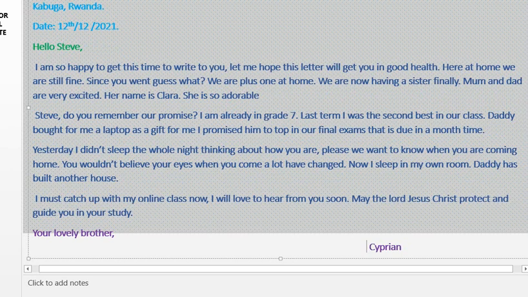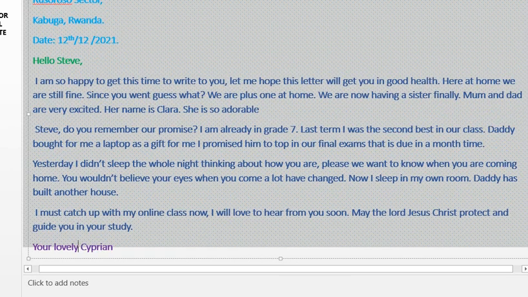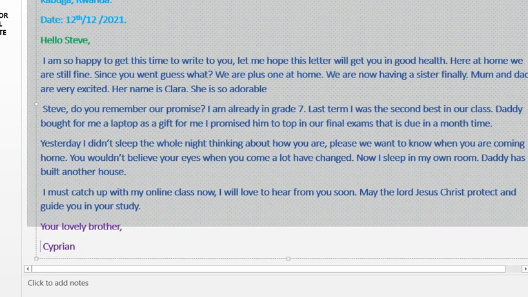And then after putting your closing, then you put your name. Your lovely brother, comma. So this is it. That is how the letter has to look like. That is if you want to use this method called full block method of writing letter. Everything starts from the margin, from the same line.